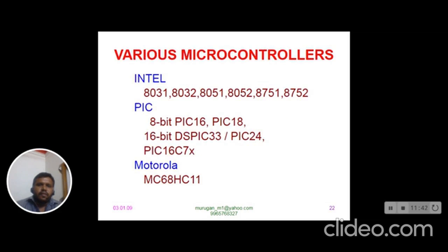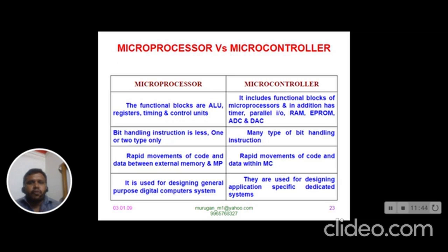Then what do you know about a microprocessor and a microcontroller? What is the difference? In a microprocessor, we have functional blocks of ALU, registers, and control units. In a microcontroller, we have the functional blocks of a microprocessor and, in addition to that, a timer, parallel input and output devices, RAM, EEPROM, and ADC and DAC, which are not available in the microprocessor.